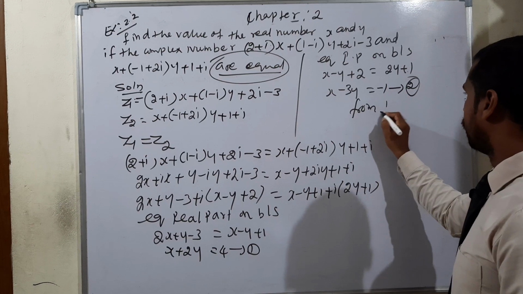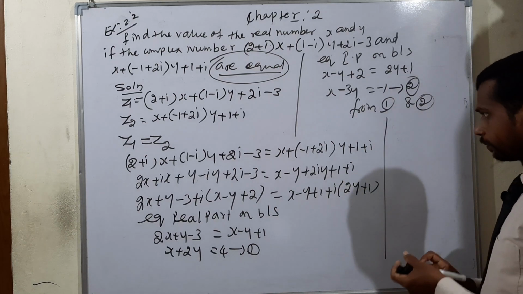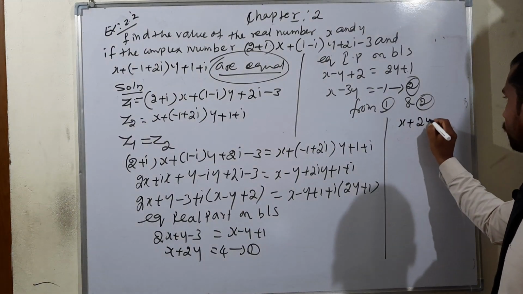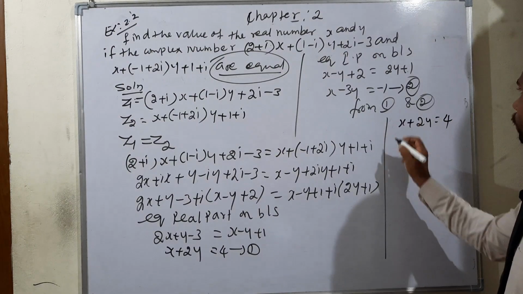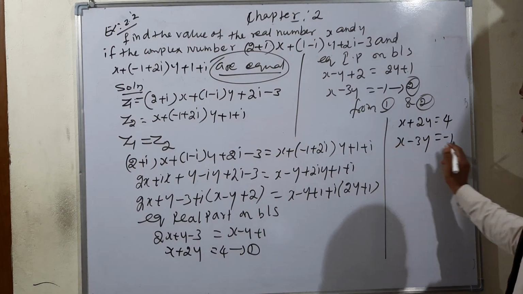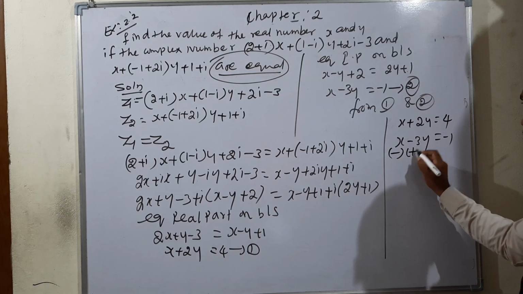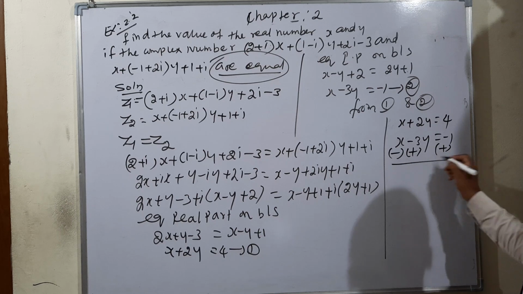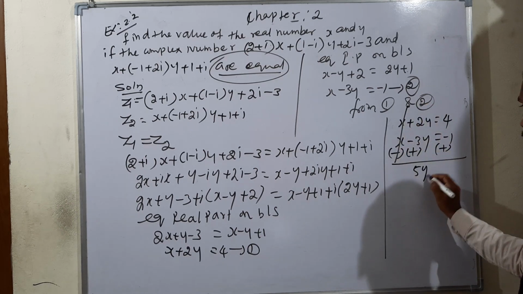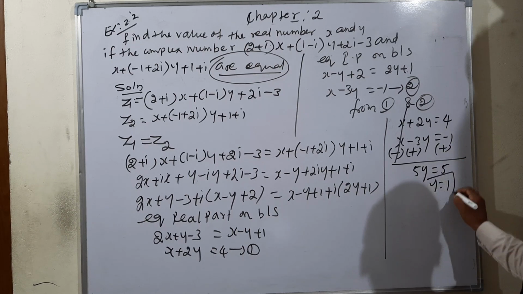So, from 1 and 2, what will happen? Equation number 1: x plus 2y is equal to 4. Then x minus 3y is equal to minus 1. So, for equation number 2, change the sign of the whole term: minus 1 minus, plus, there is also plus. So, what will happen? Plus x minus x cancel. So, plus 2y plus 3y, positive 5y, 4 plus 1 is equal to 5. Therefore, y is equal to 1.